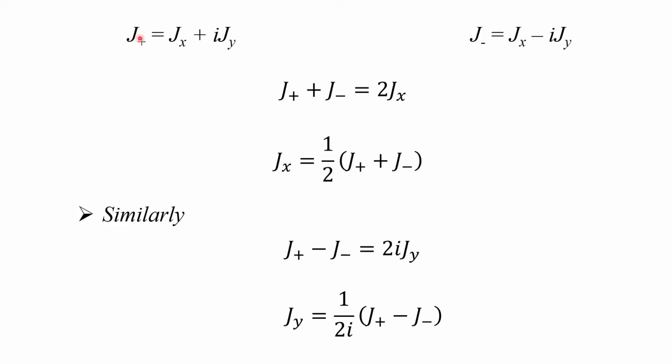Similarly, you subtract J minus from J plus. If you subtract these two, Jx will go away. You will get iJy minus of minus iJy, which will become plus iJy, so you will get 2iJy. That means Jy is equal to 1 over 2i (J plus minus J minus). So now our task is to find the J plus matrix and the J minus matrix.